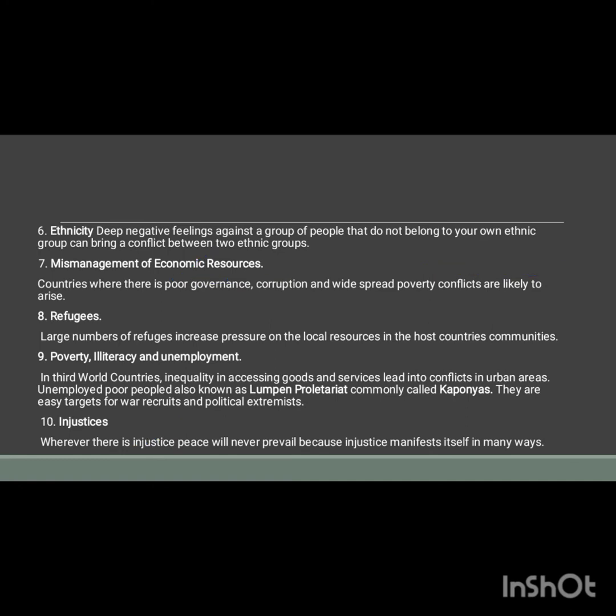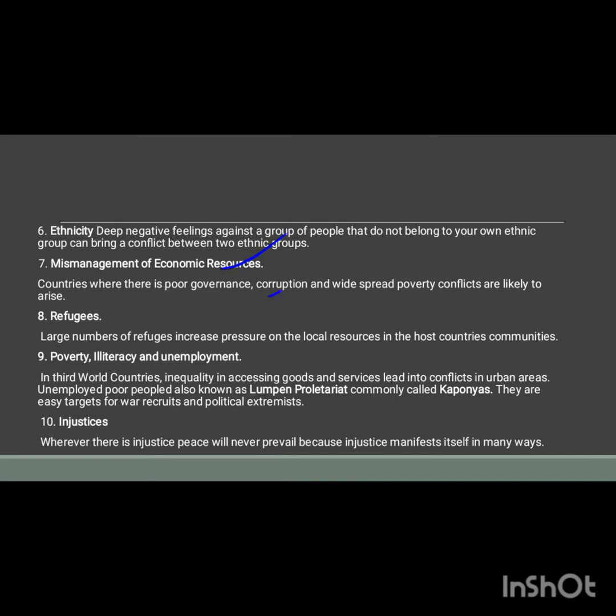Ethnicity. No, this one is a Tonga. No, this one is a Lala. I don't like Lalas. At the end, you start fighting them. Mismanagement of economic resources. Countries where there is poor governance, corruption, and widespread poverty, conflicts are likely to arise.